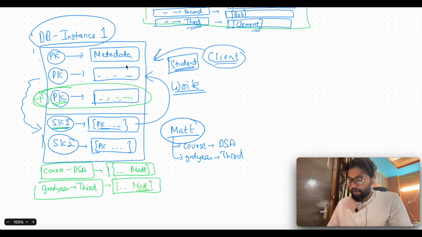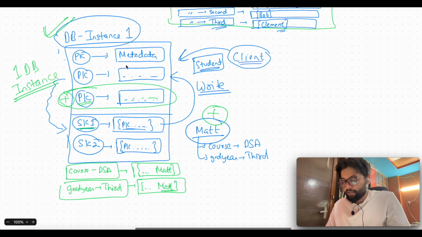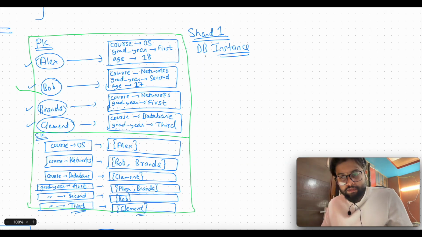So you understand, right? When we are adding an extra entry of Matt, we are only modifying one DB instance, and hence the write process is easy, or not that complex. It does not involve many instances, but the read process here is a bit complex, and we're going to cover that up next. Now let's discuss the read process.